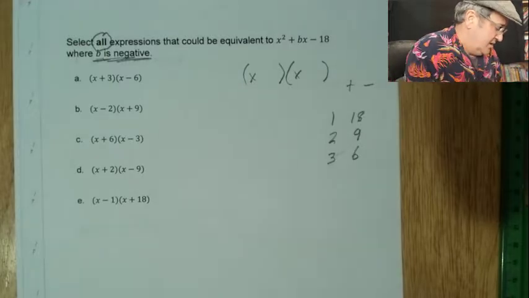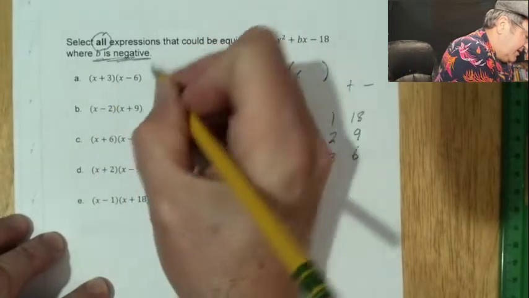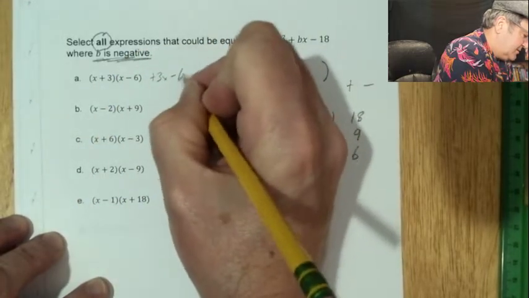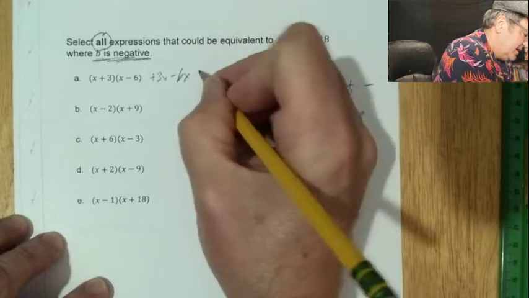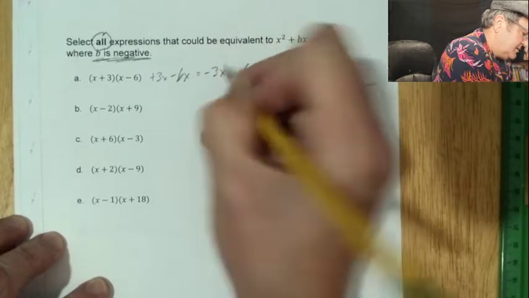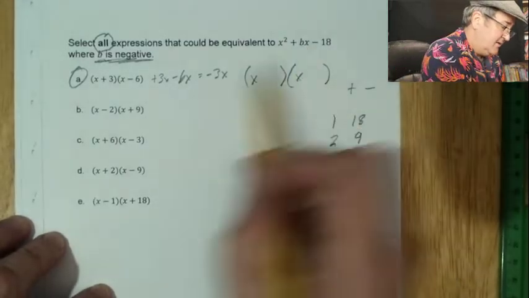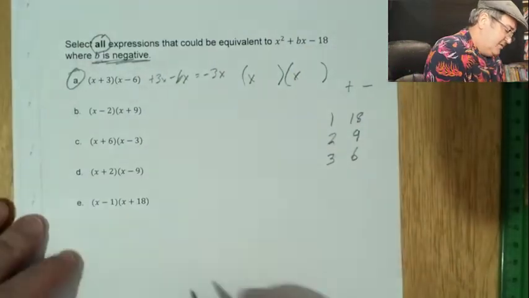All right, let's look. This will be a plus 3x and a minus 6x. So if I put those together, that equals minus 3x. This one would make the middle term B a negative. It'd make it a negative 3. Now, I'm doing this shortcut.